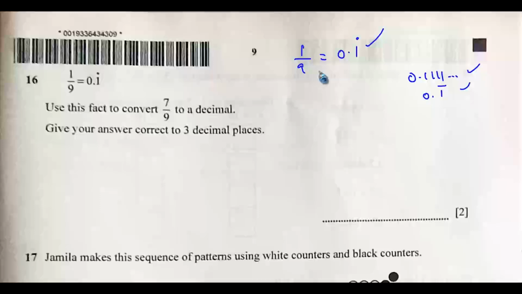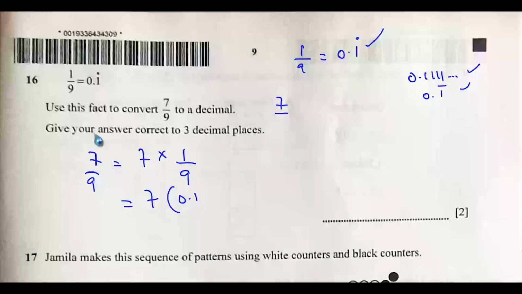So if 1 over 9 is equal to this, use these facts to convert 7 over 9 to a decimal. So 7 over 9 is the same as 7 times 1 over 9. So it's the same as 7 times 0.1. We are asked to give our answer correct to 3 decimal places, so that means you have to have 4 digits, 1, 2, 3, 4. Then you can show the ellipsis like this if you want, or better still, you can just put a dot here. So it's still the same.